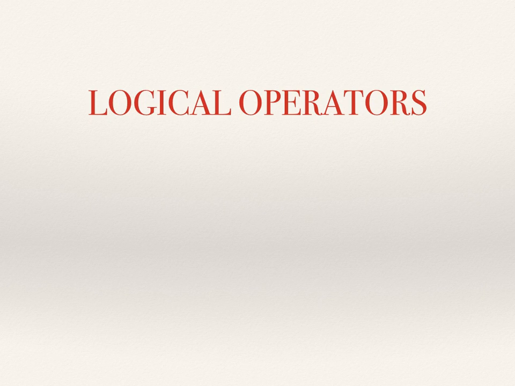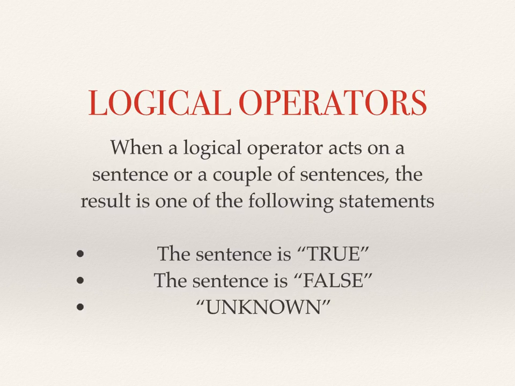Logical operators. Operators can act on sentences. When a logical operator acts on a sentence, or perhaps on a couple of sentences, the result is always one of the following statements. The sentence is true, the sentence is false, or we don't know whether the sentence is true or false. We call this unknown.